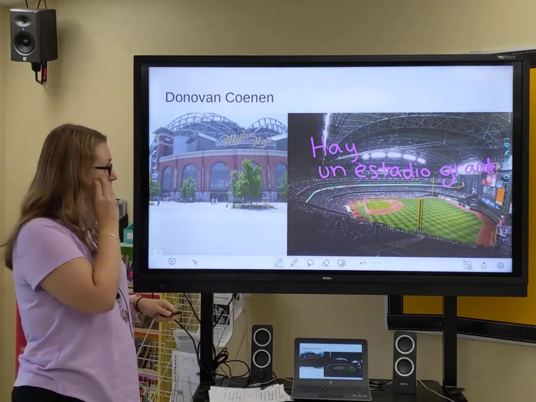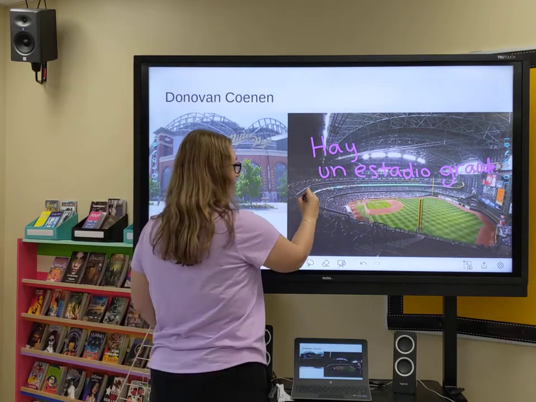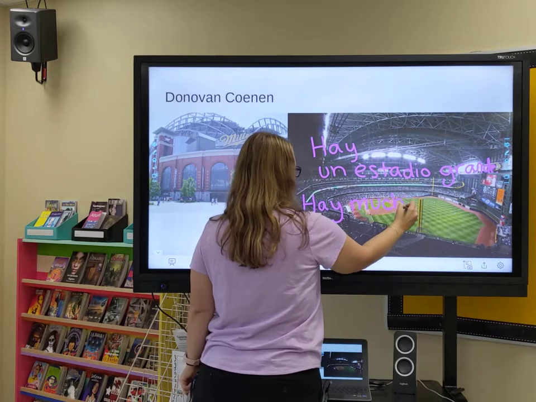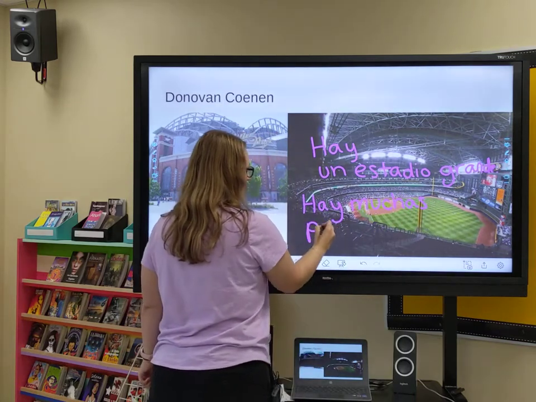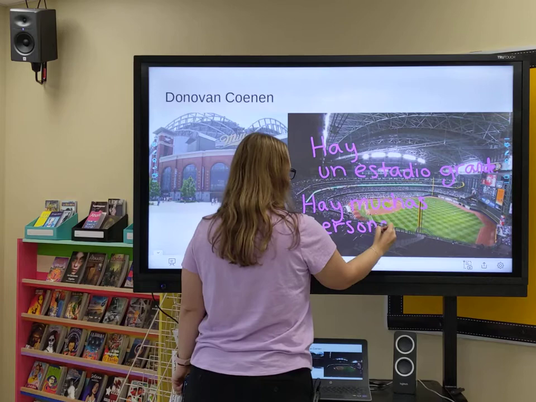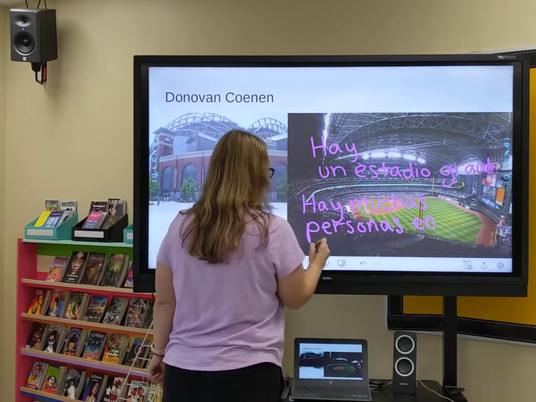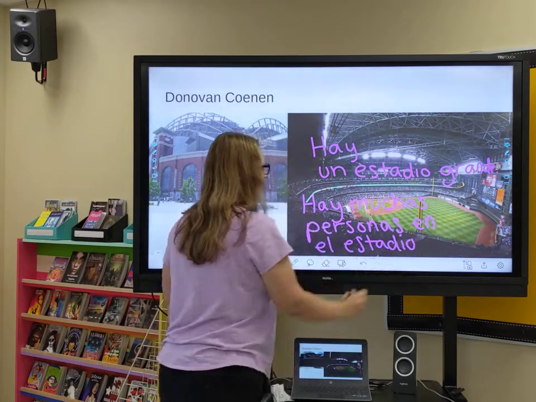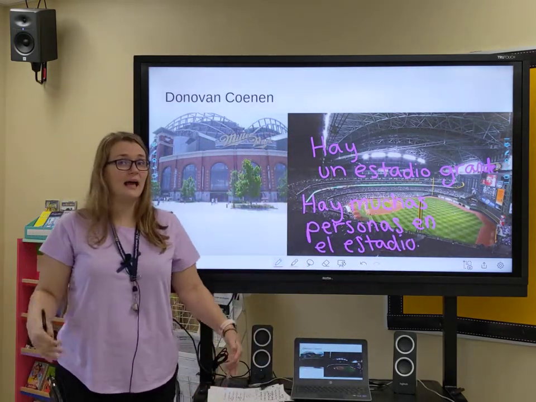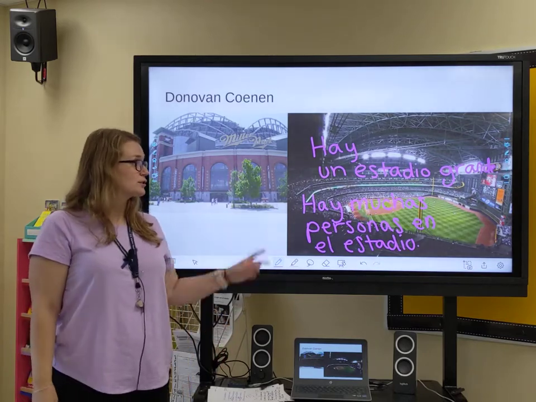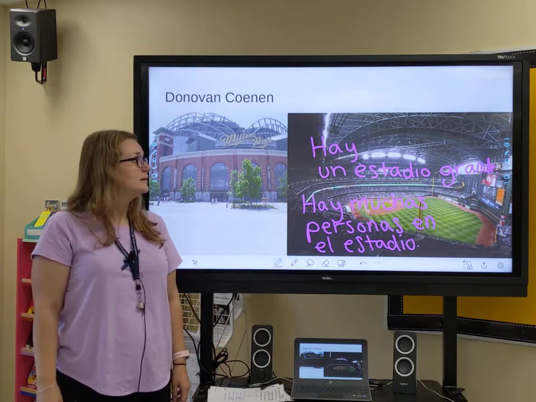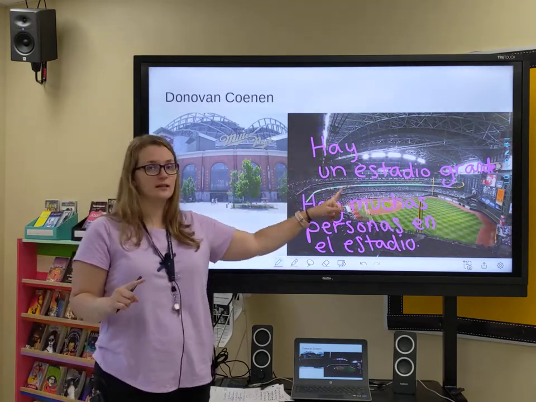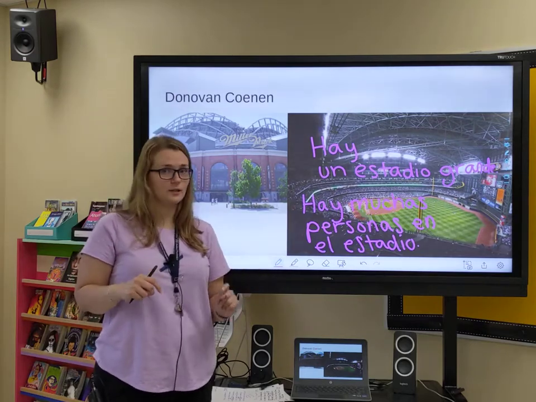Número 2. Hay muchas personas en el estadio. Hay muchas personas en el estadio. So there are two ways to describe the pictures. So you should have Donovan, number 1, this sentence in Spanish and in English. Number 2, this sentence in Spanish and in English.